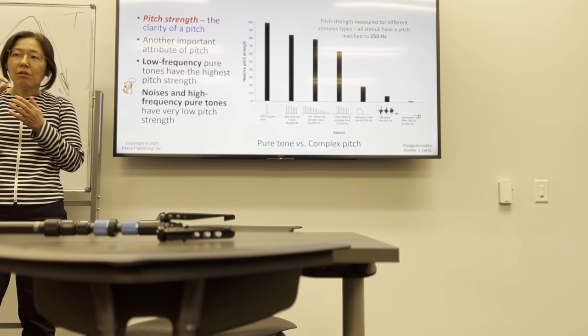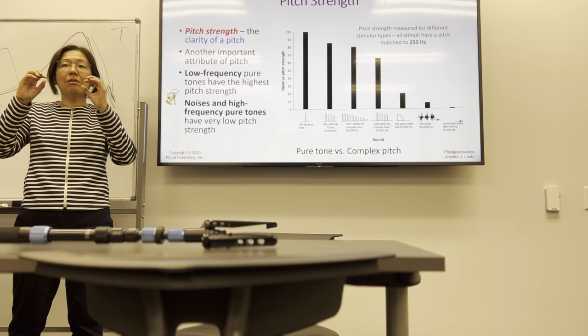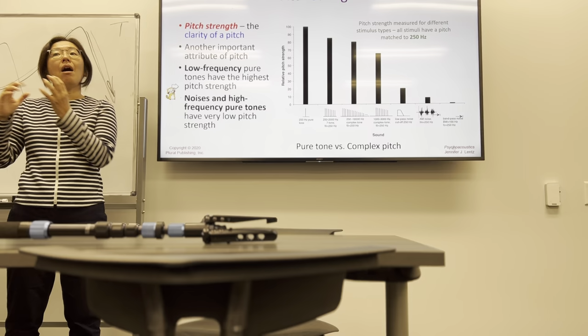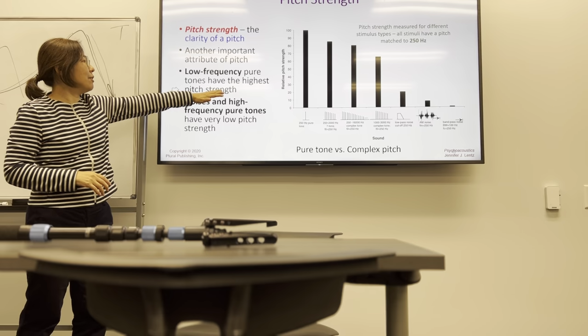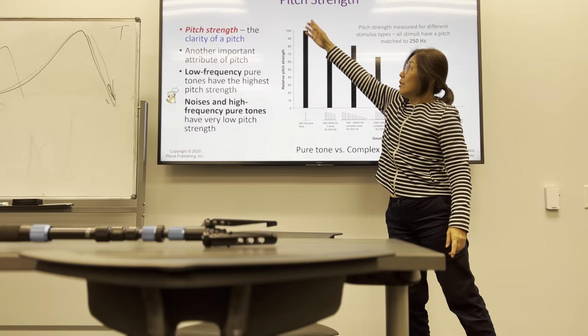Because the vowel is constructed from F1, F2, F3, and F1, around 500 hertz, gives you a lot of information about the different vowels. And the vowel has robust energy compared with the consonant, for example. Low frequency pure tones have the highest strength, and high frequency have the lowest, in terms of strength. So here is showing how this is the strongest pure tone.